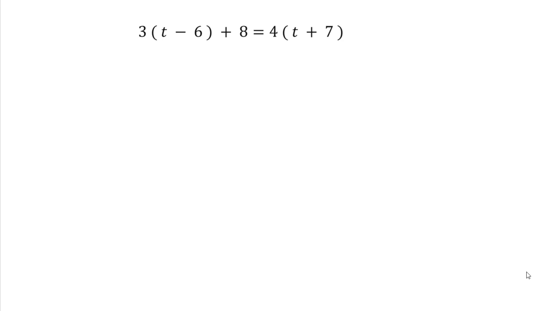Hello, back by popular demand, more solving equations. Our first example question asks us to expand the following.